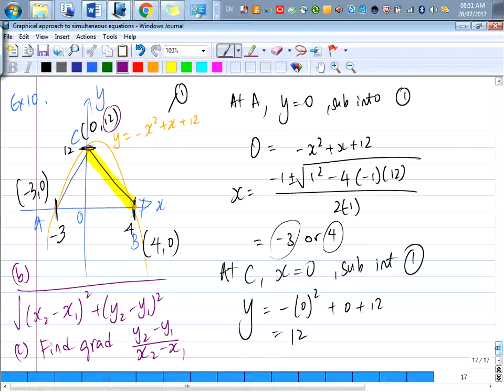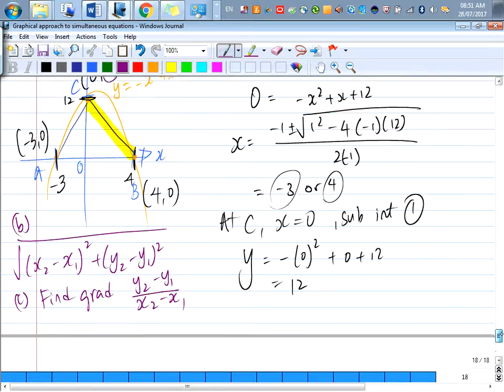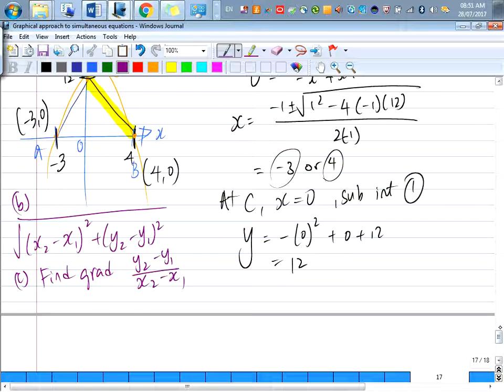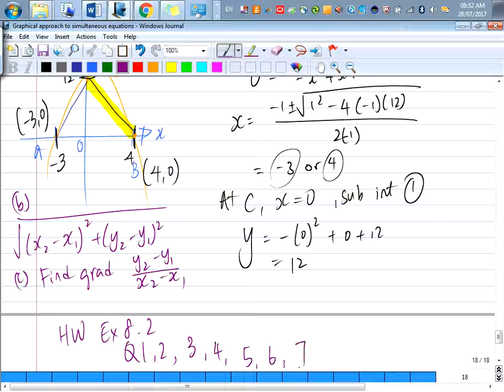So with that, we have come to the end of chapter 8.2. And your homework question to add on. Yesterday I gave you question 1 and 2, right? So you will continue with 3, 4, 5, 6, 7. Need to practice. So I will expect 7 graphs.